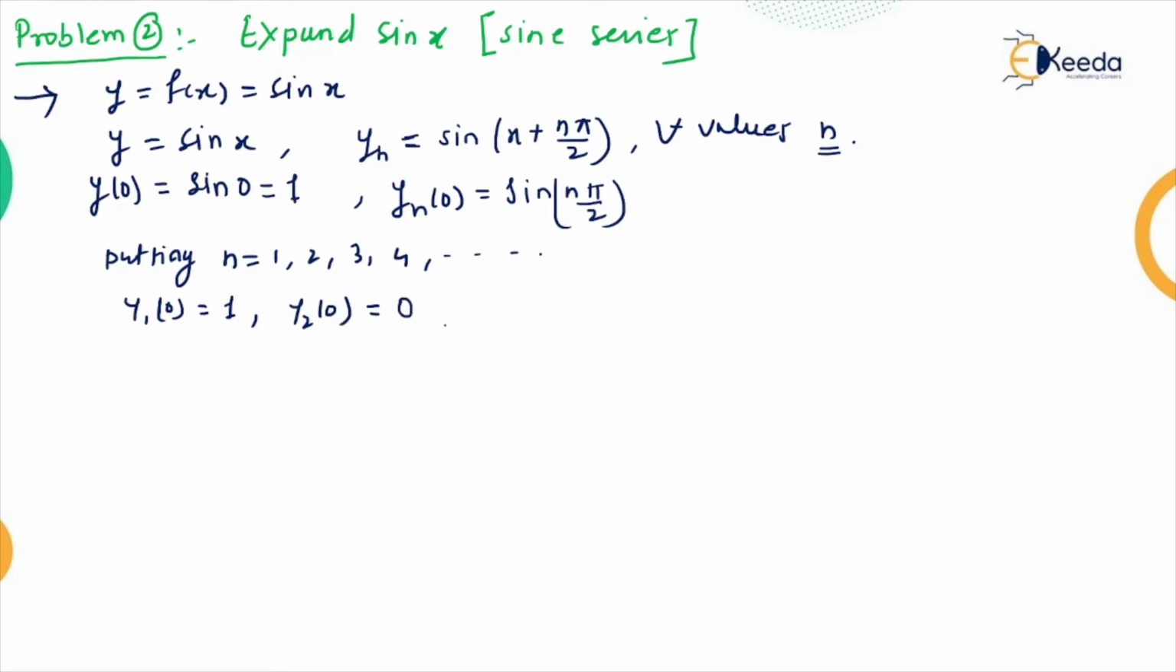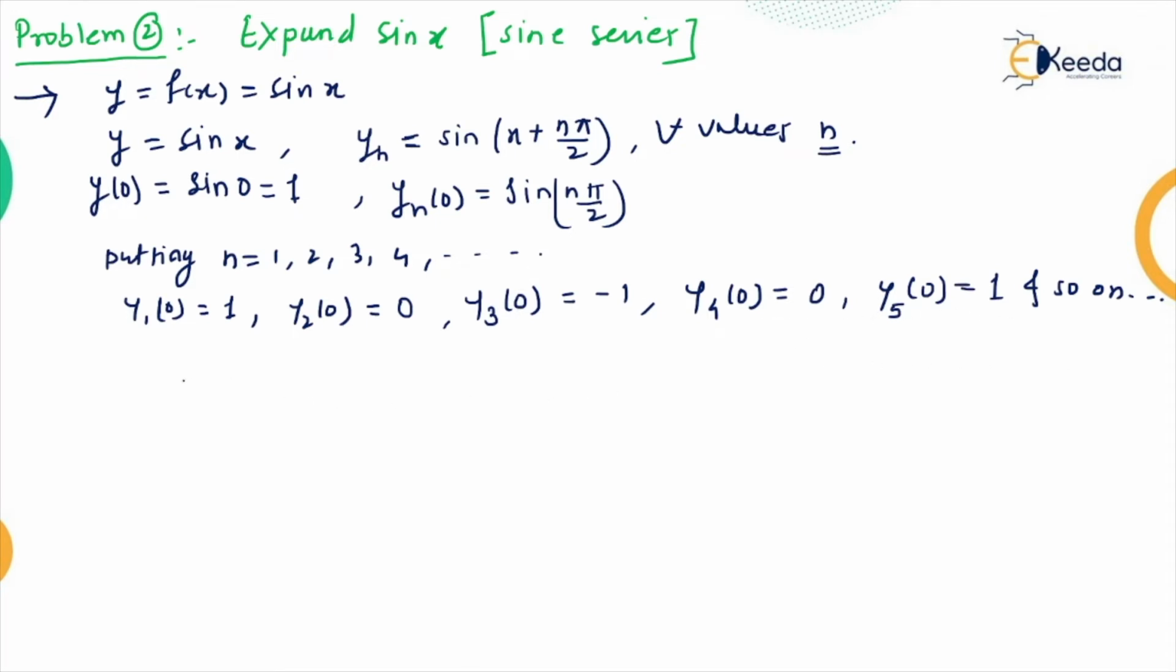If we substitute y3, that is n equal to 3, then y3 of 0 becomes sin of 3 pi by 2, which is minus 1. And y4 of 0 will again be 0. For y5, y5 of 0 will be 1, and so on. So the first derivative of f of x at point 0 is 1, the second derivative at point 0 is 0, the third derivative at point 0 is minus 1, and so on.